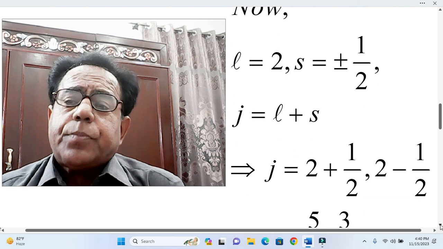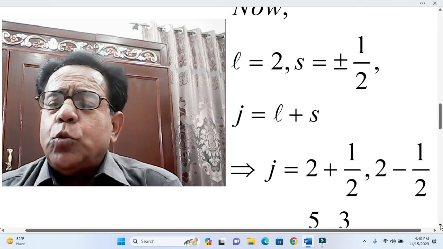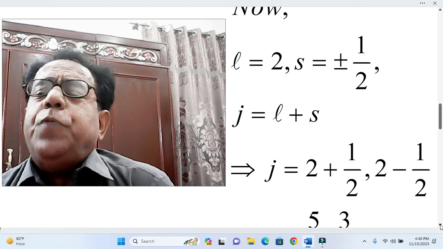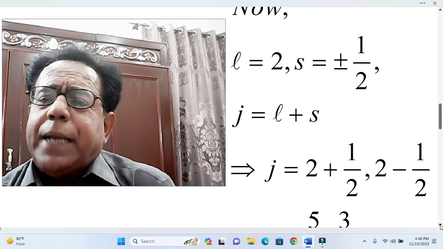Now, small l is equal to 2, and we know that spin has always only two values, either plus half or minus half.